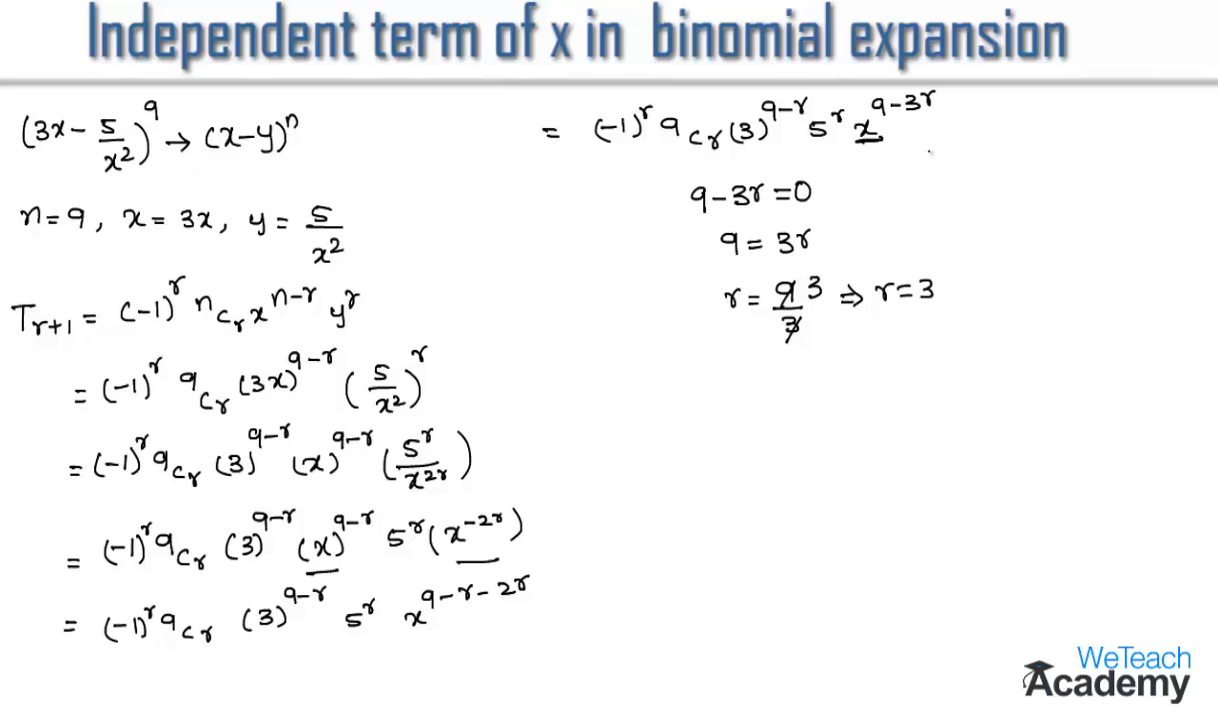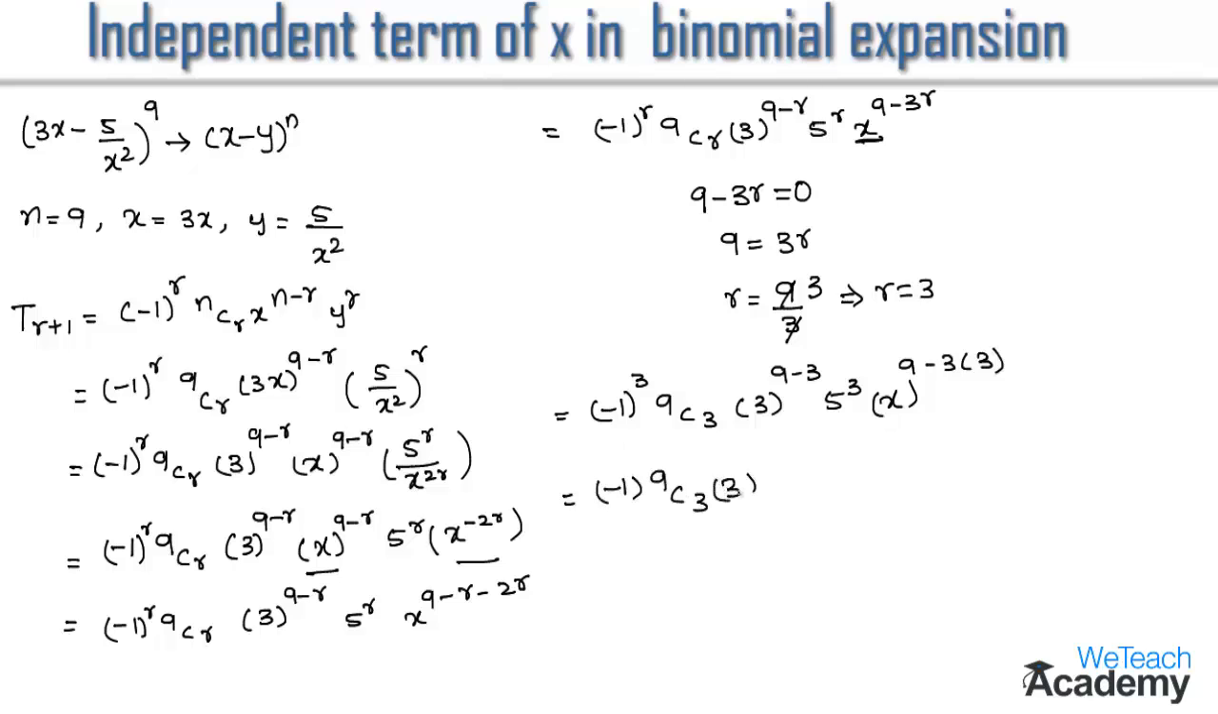On substituting the value of r as 3, we get (−1)^3 × 9C3 × 3^(9−3) × 5^3 × x^(9−3×3). So we get (−1)^3 as −1, times 9C3 times 3^6 times 5^3, and x^(9−9), so we get the value of x power as 0. Therefore the constant term, which is nothing but the independent term of the expansion (3x − 5/x²)^9, would come as −9C3 × 3^6 × 5^3.